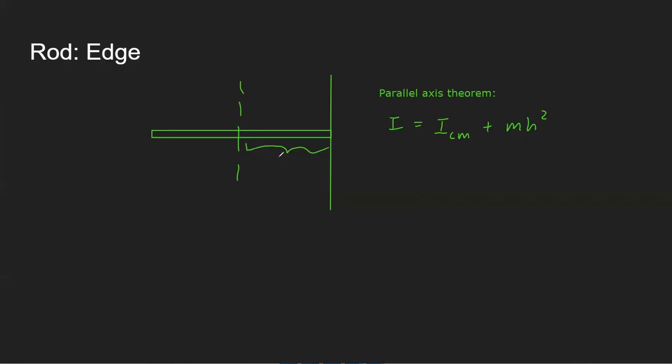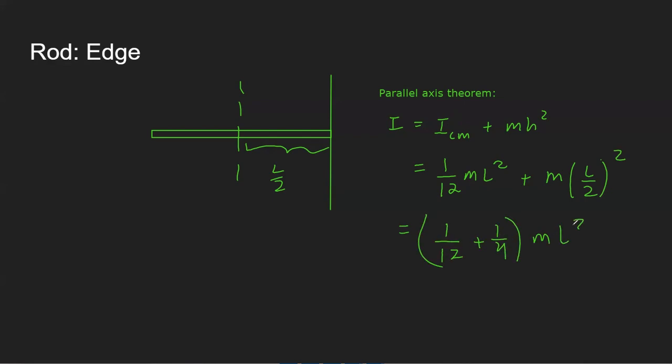In this case, the distance between the edge axis and our center of mass axis is L over 2. In the previous problem, we found I_CM to be 1/12 mL squared. And therefore, we are doing 1/12 mL squared plus m (L over 2) squared, which is 1/12 plus 1/4 mL squared, which indeed is 1/3 mL squared.